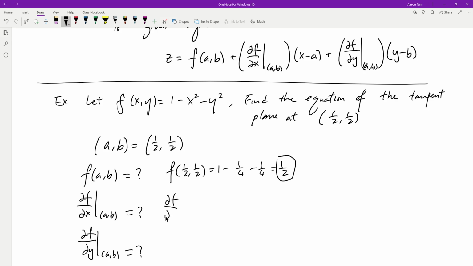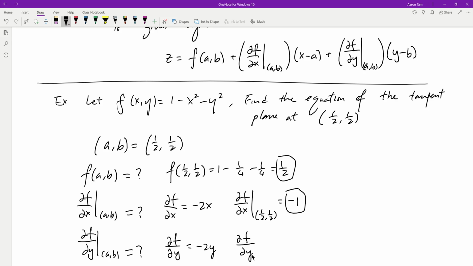df over dx will require me to form the partial derivative of f with respect to x first, which is not that bad. df over dx is equal to -2x. So df over dx evaluated at 1/2, 1/2 will just become -1, because -2 times 1/2. df over dy would equal -2y. So df over dy evaluated at 1/2, 1/2 would also equal -1.